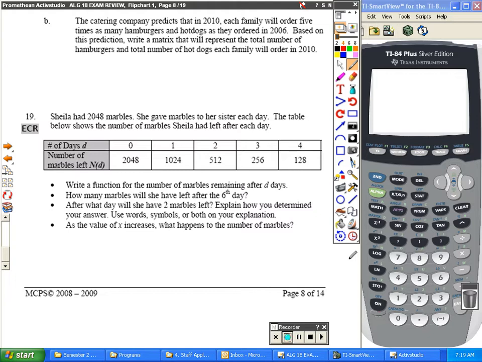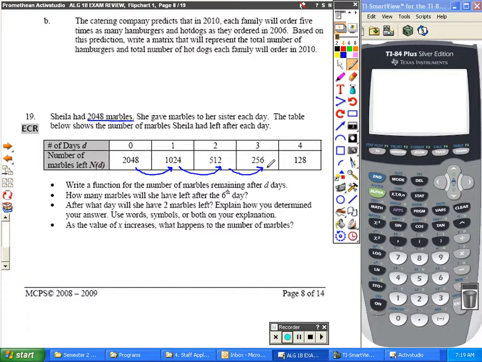Number 19. Sheila had 2,048 marbles. She gave marbles to her sisters every day. The table shows the number of marbles she had left. All right, so whenever I see a table, I want to figure out a pattern. Wow, those are big numbers. Let's look down here. Those are really big.